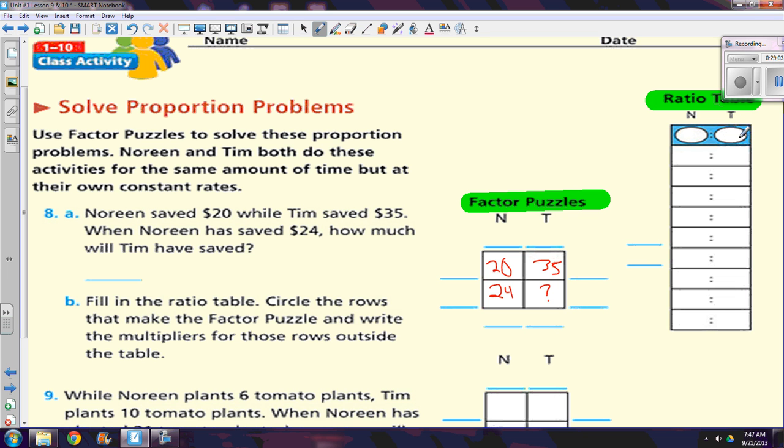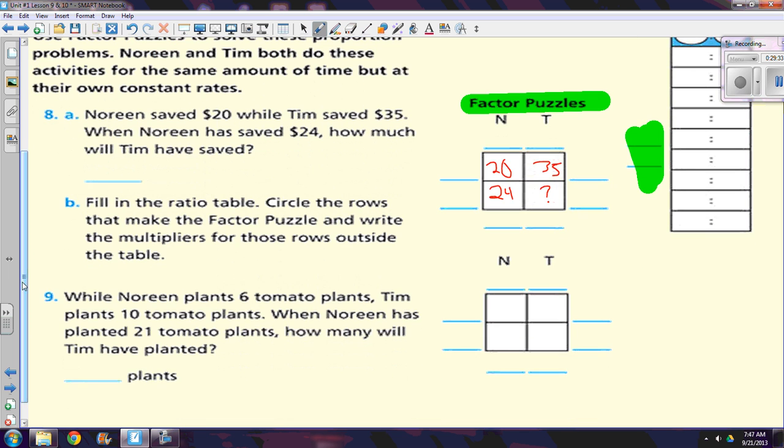Over on the ratio table, we need to find the same information that we're finding in the factor puzzle, but we need to represent it on a ratio table. So, how much will Tim have saved? We're looking for the question mark. And it says letter B, fill in the ratio table, circle the rows that make the factor puzzle, and write the multiples for those rows outside the table. So again, your job is to complete both.